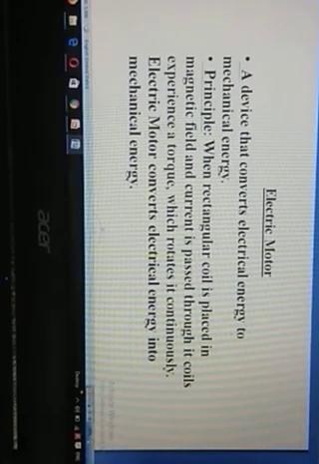Electric motor is such a device that converts electrical energy into mechanical energy. So we had to learn about electric motors. An electric motor is a device which converts electrical energy into mechanical energy. Principle: on which principle does the electric motor work? When a rectangular coil is placed in the magnetic field and the current is passed through it, the coil experiences a torque. This rotates it continuously and then the electric motor converts this electrical energy into mechanical energy.